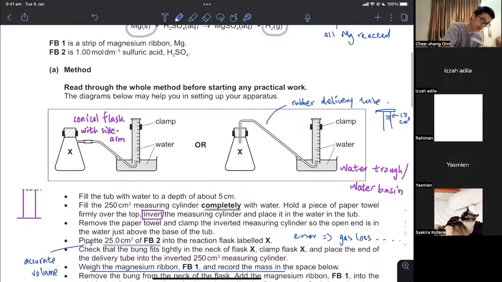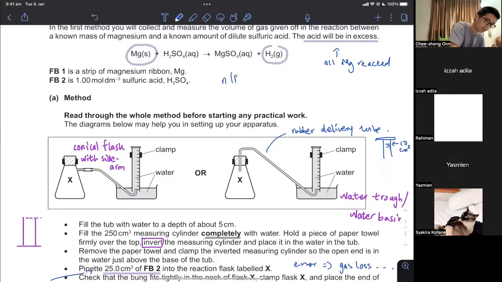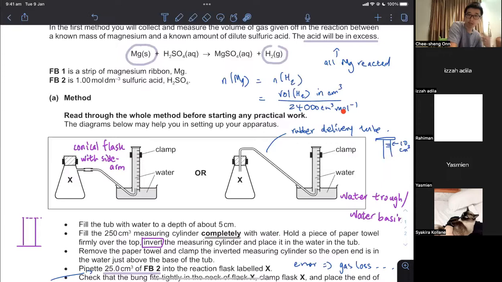So we are going to relate the mole of magnesium, which is 1 mole, to the mole of hydrogen gas, which is 1 mole. You have the volume of hydrogen, and this is in cm cube. So you would divide by 24,000 cm cube per mole. This is the 24 dm cube per mole as given in a periodic table. In the new paper 3, starting from 2016 onwards, the periodic table is as given in the paper 3 itself.